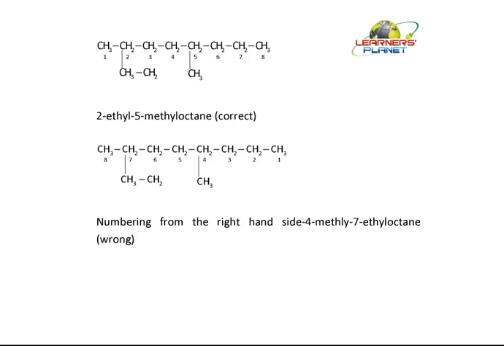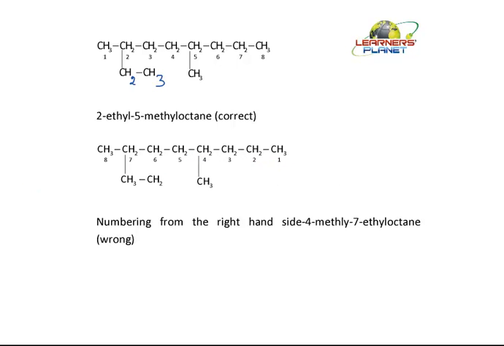C2H3 it should be, not C3H2, because in this case your carbon is becoming pentavalent, so it should be C2H3. Now what are the substituents present here? This is ethyl and this is methyl. Alphabetical order, which comes first? Ethyl, E. So E should get the least number, that is 2-ethyl, 5-methyl octane.